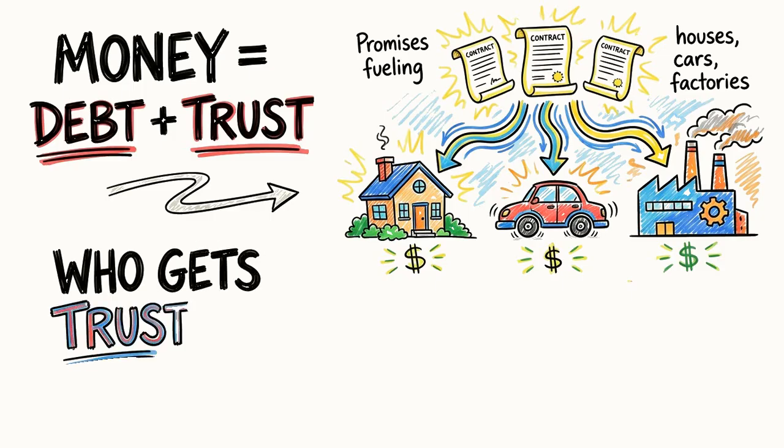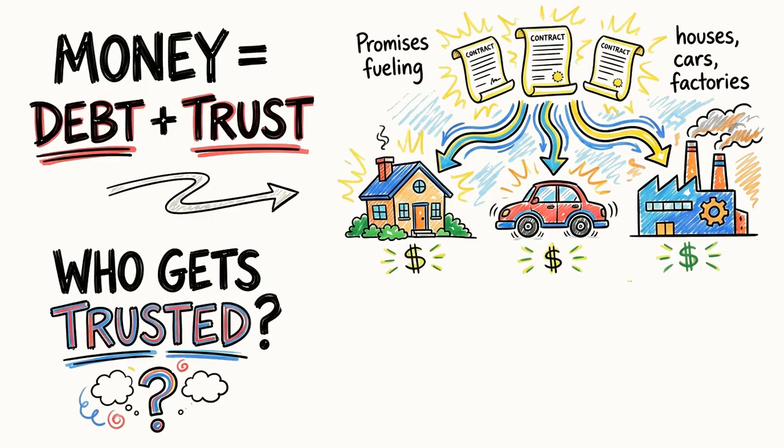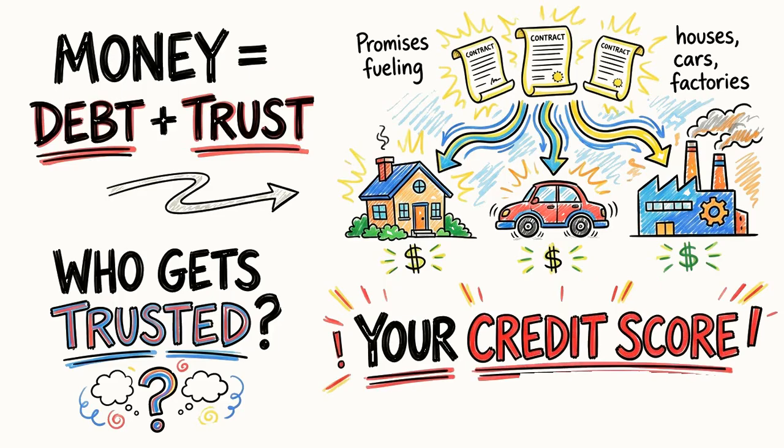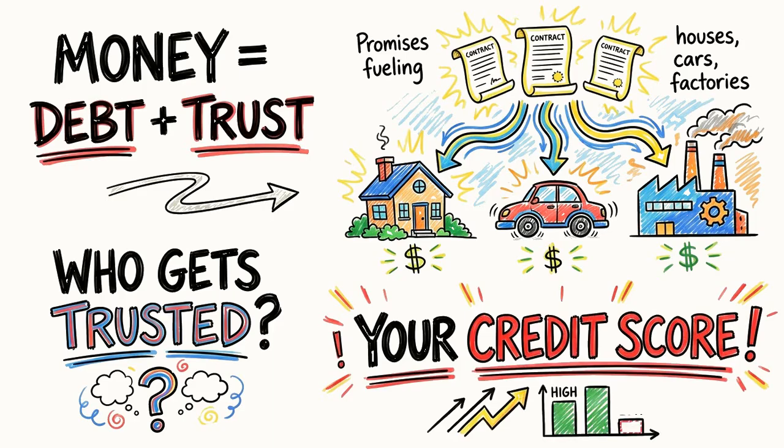And if money is built on promises, the next question becomes obvious. How do banks decide who gets trusted with those promises? If an invisible system can multiply money like this, wait until you see the invisible number that follows you everywhere, your credit score. That's next.